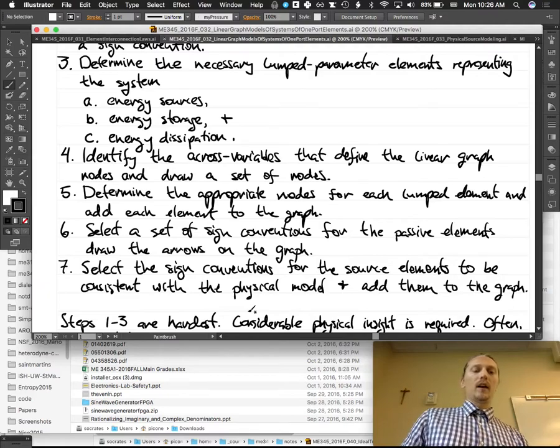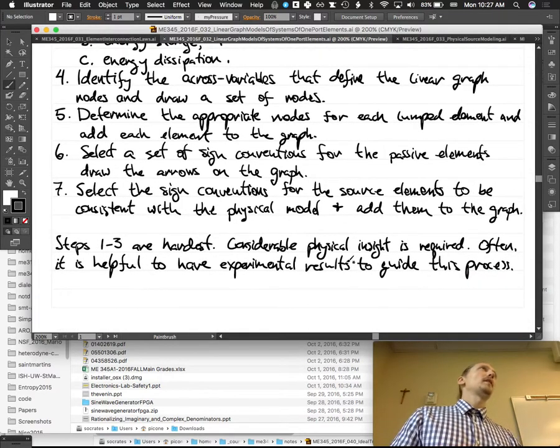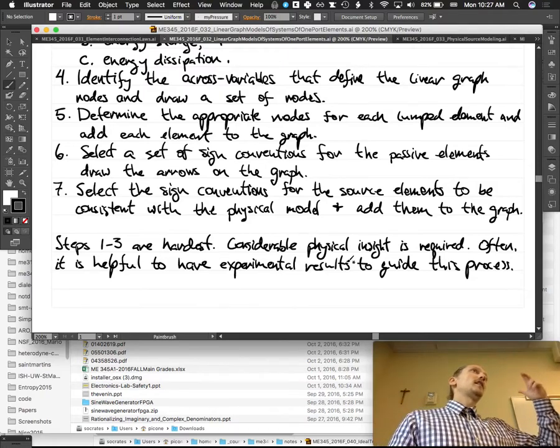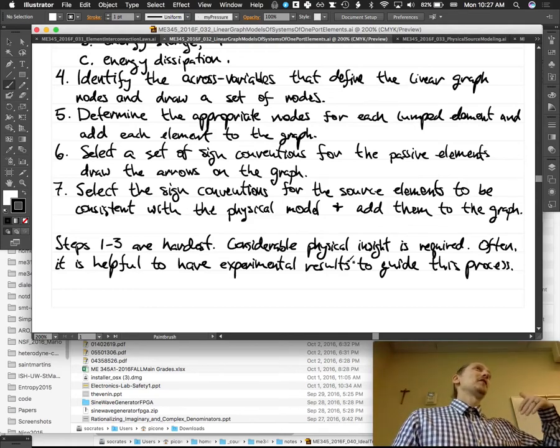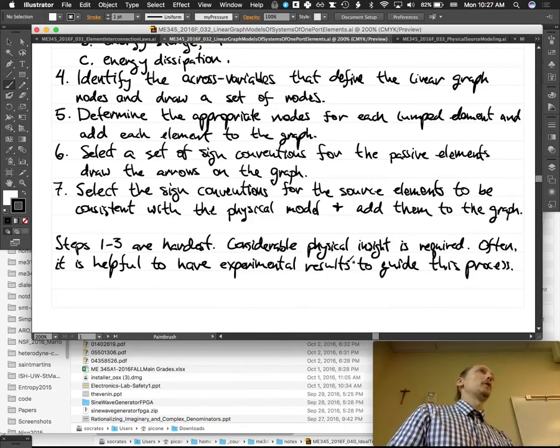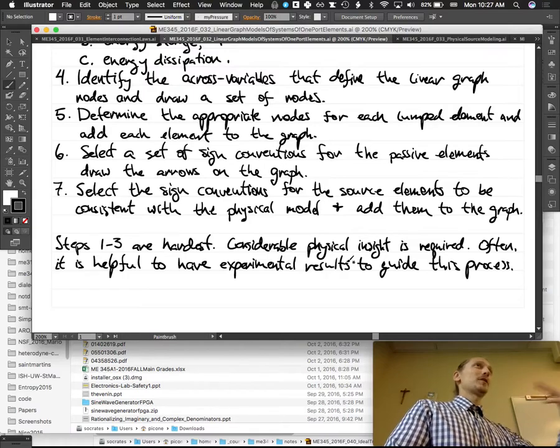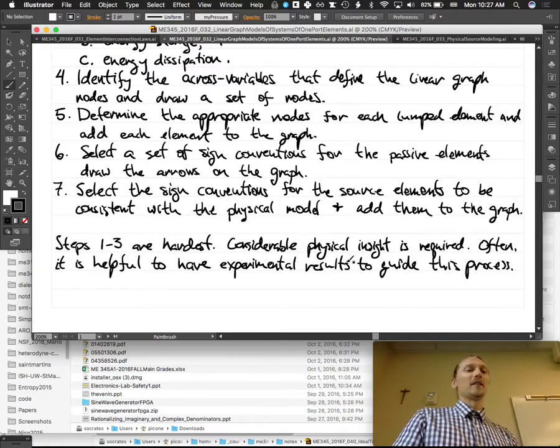Okay. Finally, select the sign conventions for the source elements to be consistent with the physical model and add them to the graph. So step 7 is important for your sign convention. You have to make sure that if the positive terminal of your voltage source is connected to a certain node, then your sign convention can't have it the opposite. Sign convention has to be consistent with whatever is physically being modeled, right? If the force is actually pushing to the right, and it's a source, you have to put that in as to the right in your sign convention. Otherwise, you're going to come up with the wrong sign.